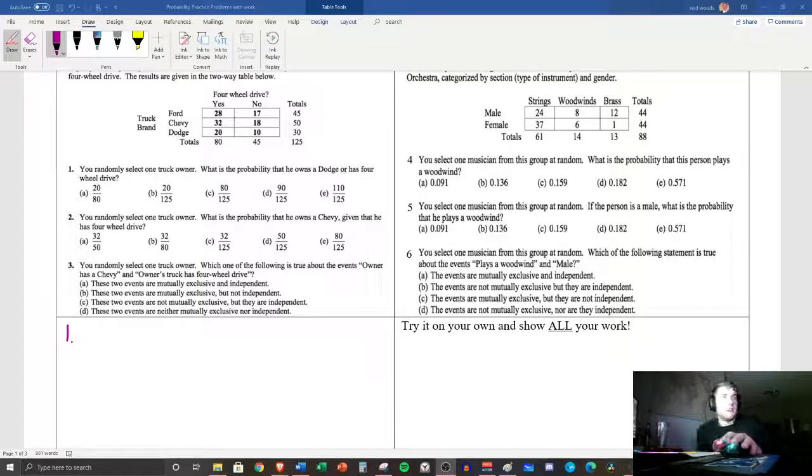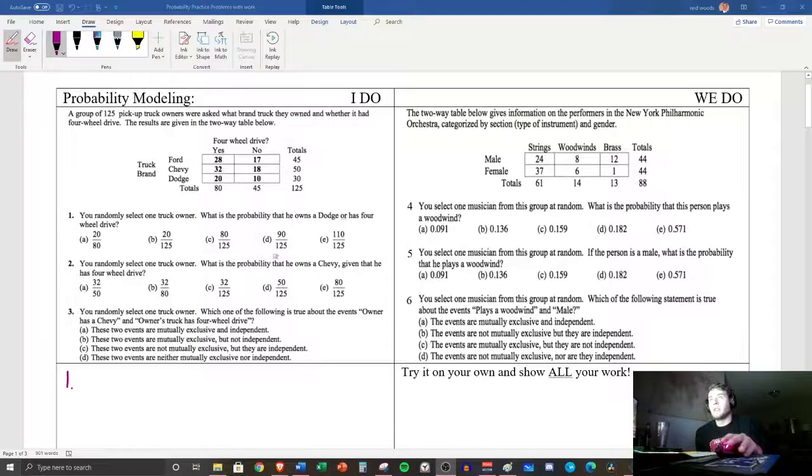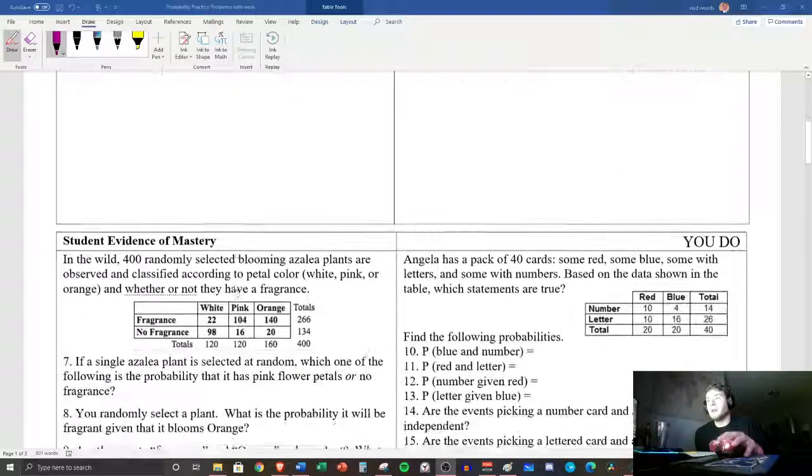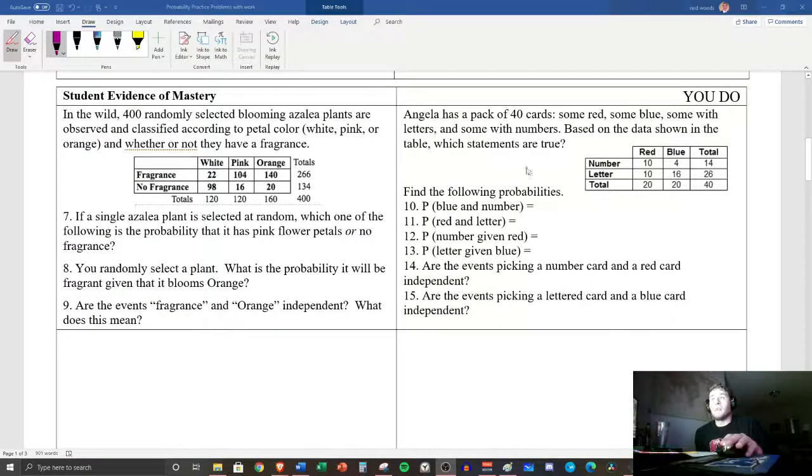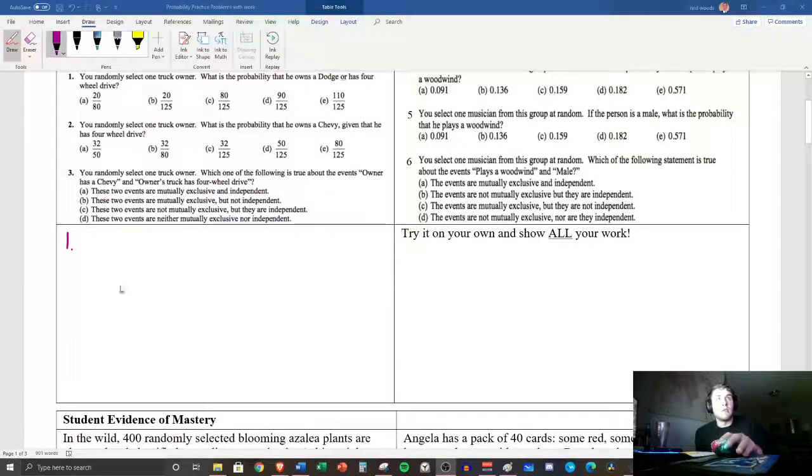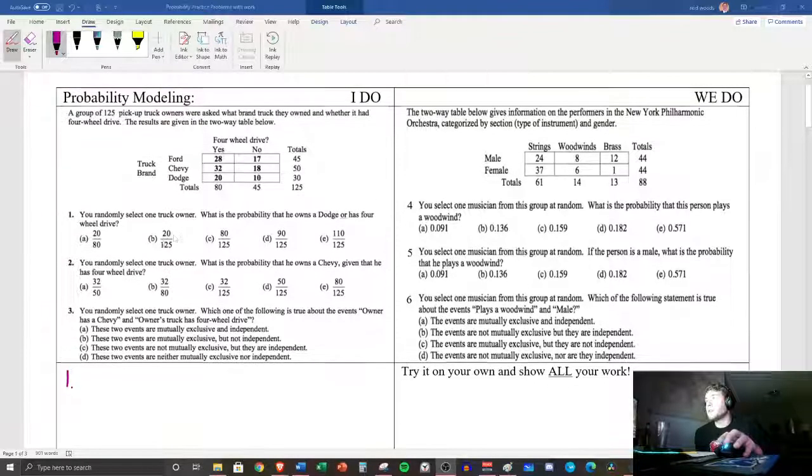All right, so we're going to be covering questions 1, 2, and 3 on this worksheet. This is the I do part here. As the teacher, I'm going to go through these, and then you have 4 examples to practice with. There'll be an answer key for all of these, so you'll be able to check your work as you go through it. Let's go ahead and start with this first one.